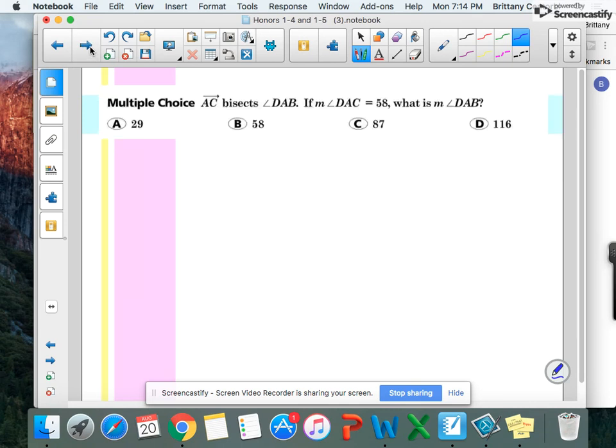And then our last example here says that AC bisects angle DAB. So if the measure of angle DAC equals 58, what is the measure of angle DAB? So we really want to draw a picture here. It says that we have angle DAB. So we're first going to draw a big angle, angle DAB. Remember, the one in the middle is our vertex of the angle.